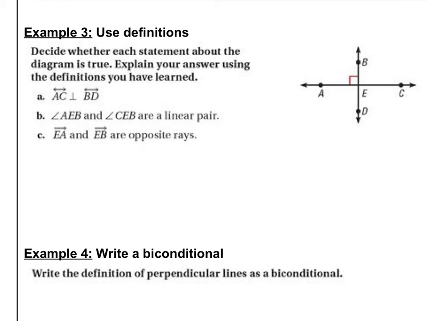Okay, all right, example 3. Decide whether each statement about the diagram is true. Explain your answer using the definitions you have learned. So if we look at letter A, it is saying that line AC is perpendicular to line BD.